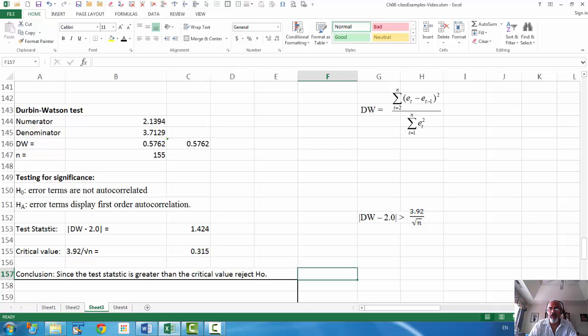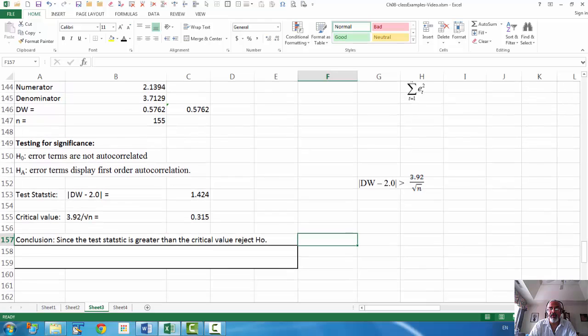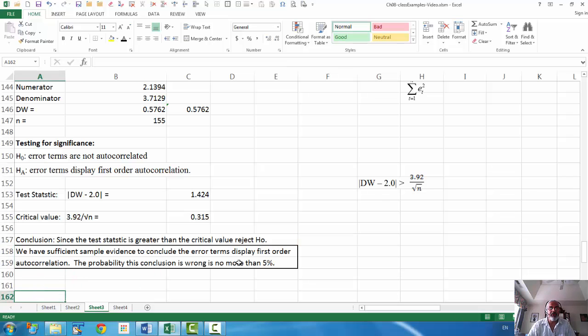That means there is autocorrelation, which is not a good thing because one of the assumptions is that the errors are not correlated. When we interpret this conclusion, we say we have sufficient evidence to conclude the error terms display first order autocorrelation. The probability that this conclusion is wrong is no more than 5%. We're not going to compute the p-value here. When we do have autocorrelation, we have to take corrective action. One corrective action is to look at the difference: instead of doing the regression for the Y values, we can do the regression for the difference in the Y values, and we'll discuss those corrective actions later.